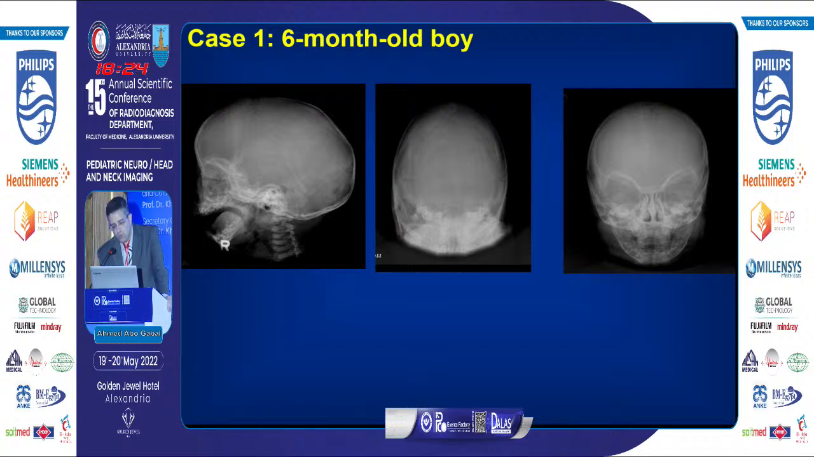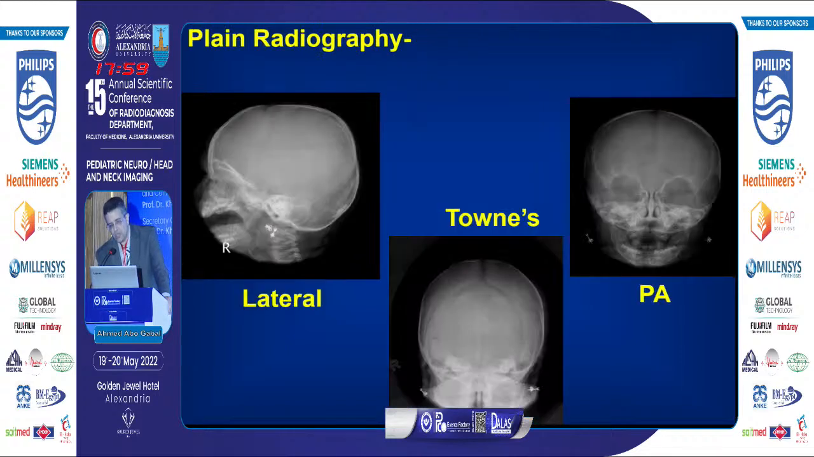A 6-month-old boy with a deformity in the form of increased anteroposterior diameter of the skull. Whenever we are suspecting craniosynostosis, we do the three plain X-ray views, the standard views, which are sagittal, Towne's view, and occipitofrontal. To understand where the pathology is, we have to look at the normal first. In the normal, we could identify the sutures adequately here, the lambdoid, the sagittal, and the coronal sutures.